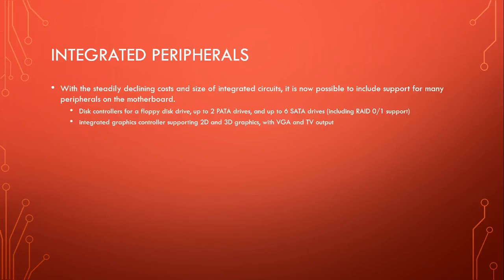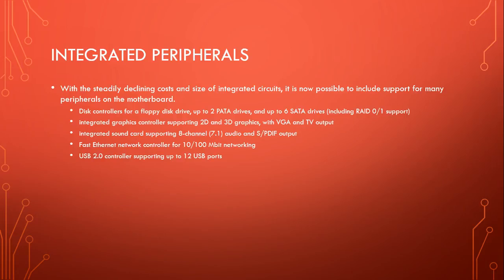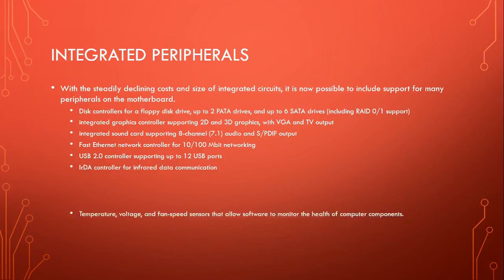You have integrated graphics controllers which support 2D and 3D graphics with things like VGA support. Integrated sound card, which typically supports up to 8-channel audio or S/PDIF output. You have a fast Ethernet network controller for 10/100 megabit networking. Some of the new ones may even reach up to 4 gig if you're lucky. USB 2.0 controller supporting up to 12 USB ports. Newer computers will even support up to USB 3.0. IRDA controller for infrared data communication.